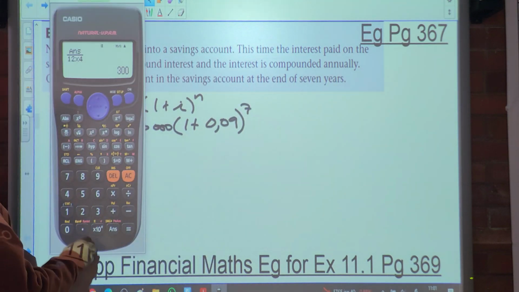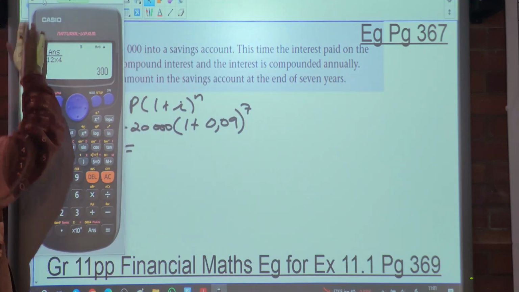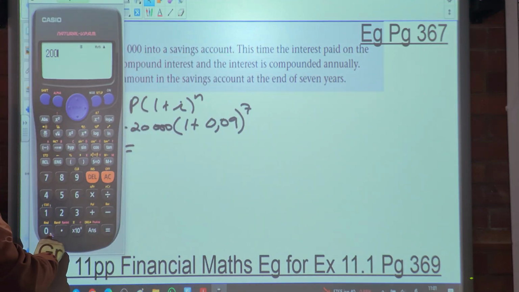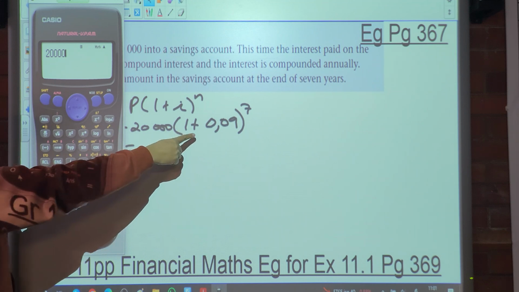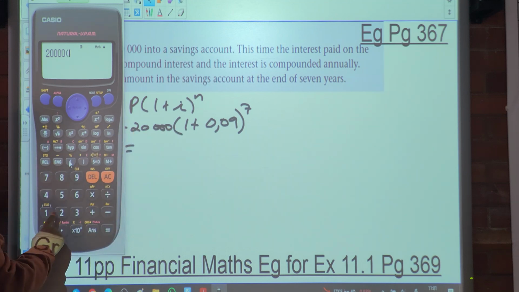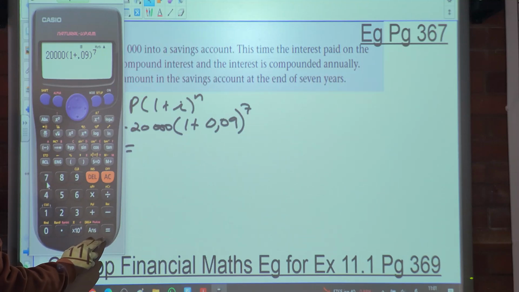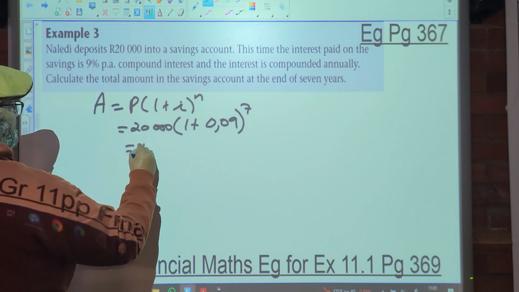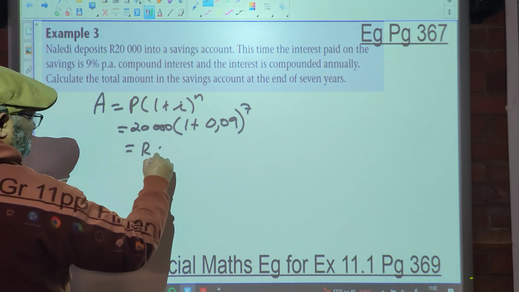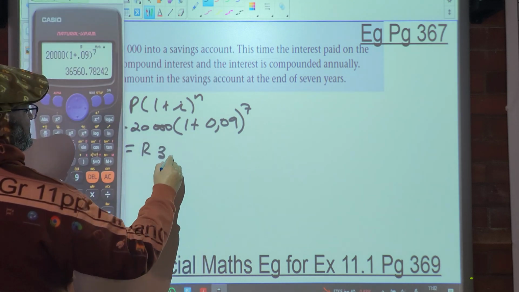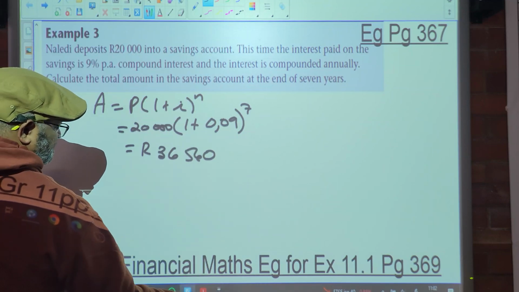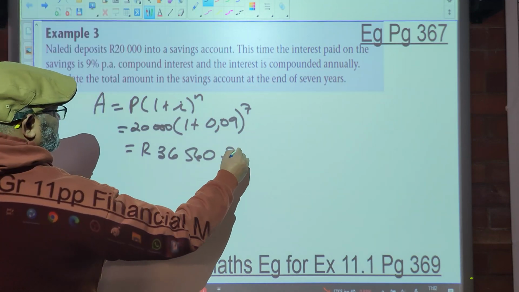I think the parameters were the same, no? 7 years and the same amount, and the same interest rate as well, correct? So let's see which one is going to give you a better interest rate, a better return. The rates are the same, so in this case she's getting 36,560 rand and 78 cents.